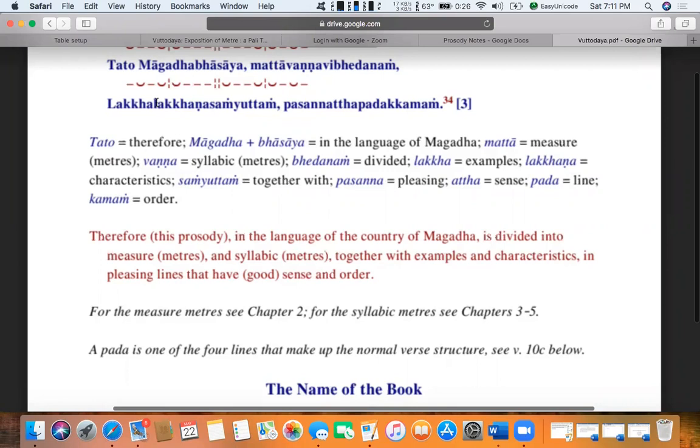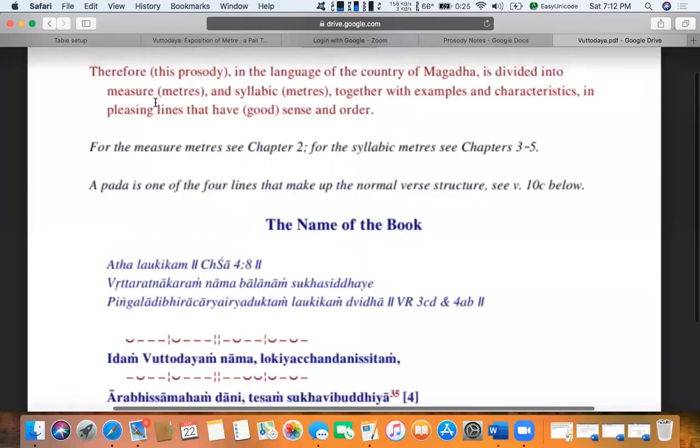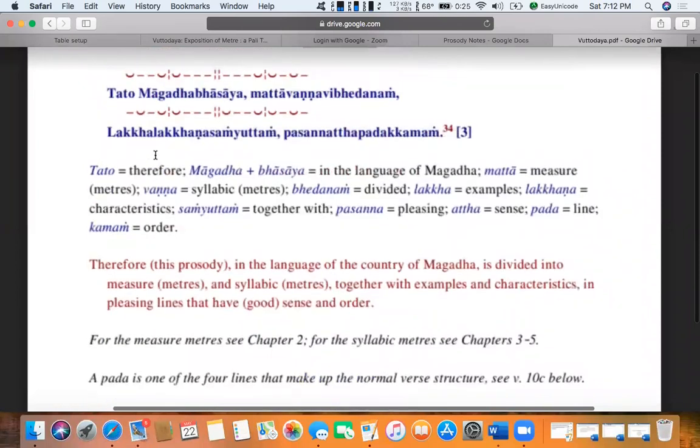But in this Vuttodaya, this is a very special point. Sutra and example are the same. That means that by the sutra, the example is also given. Later you will understand this. The rough meaning is that sutra and example are together in this Vuttodaya book, not like in other grammar books.